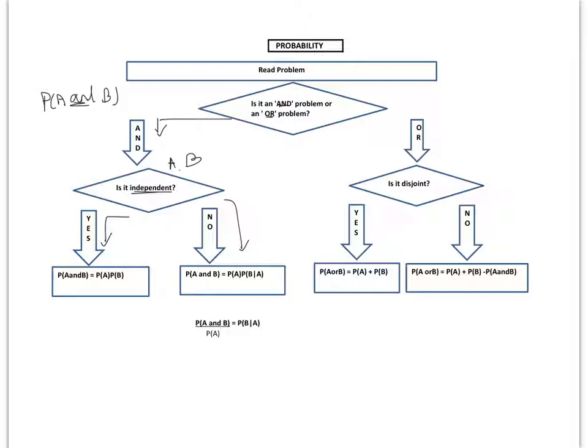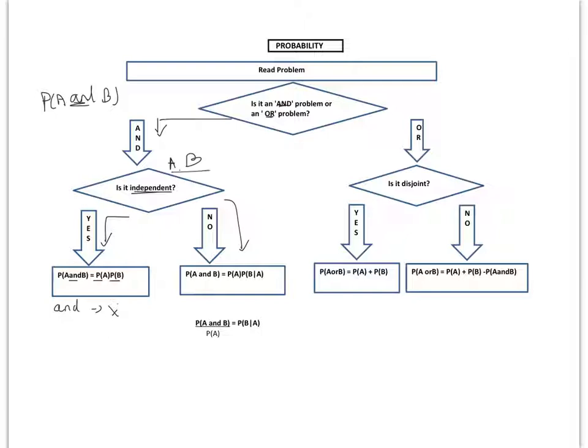And if we have to figure out the probability of A and B, then you simply multiply the probability of A with the probability of B. So the word AND goes with a rule that involves multiplication, but it's direct multiplication of probabilities for independent events.